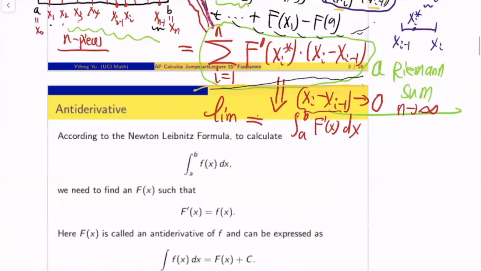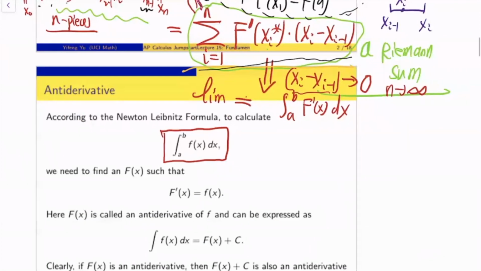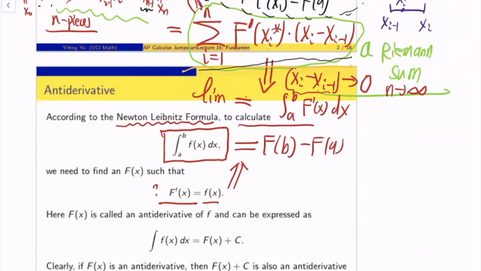Now, by the Newton-Leibniz formula, suppose you want to compute the Riemann integral of a function f(x). What you need to do is find a function whose derivative equals f(x). You need to find at least one of them. If you successfully find one, then by the first part of the fundamental theorem of calculus, the integral just equals F(b) minus F(a). So the key to finding the exact value of a Riemann integral is to find a function whose derivative equals f(x).